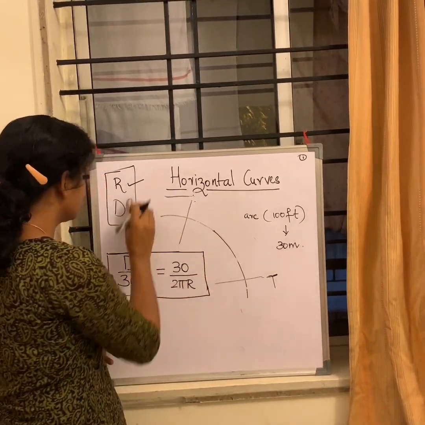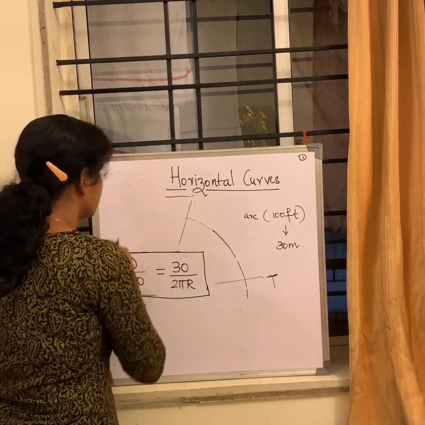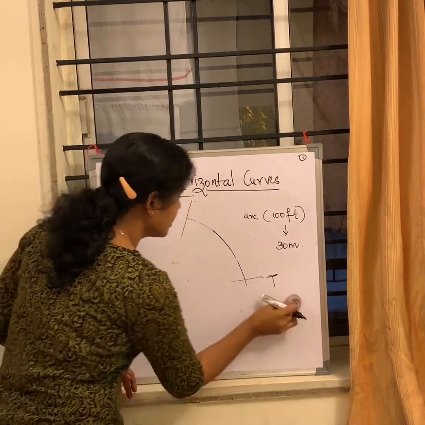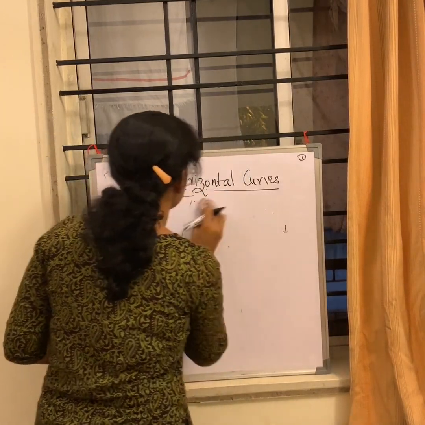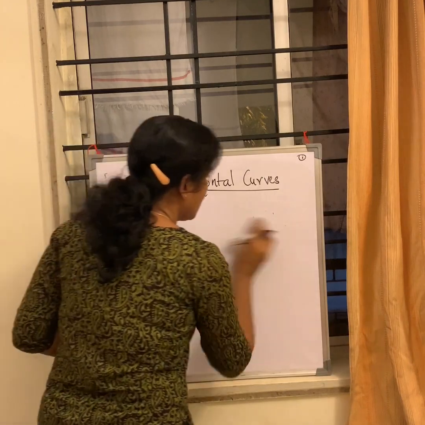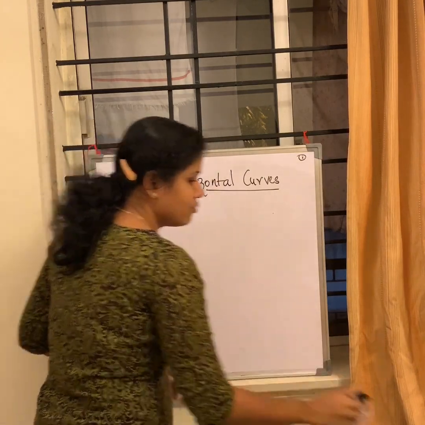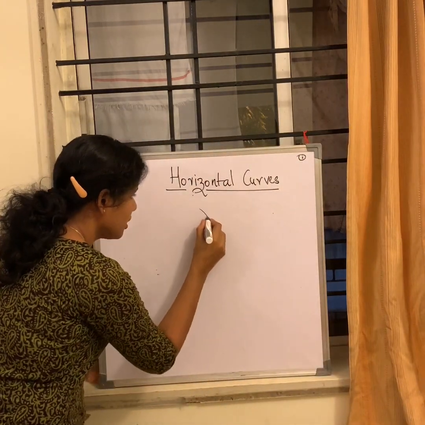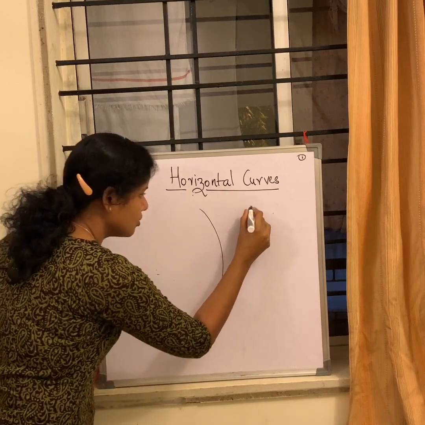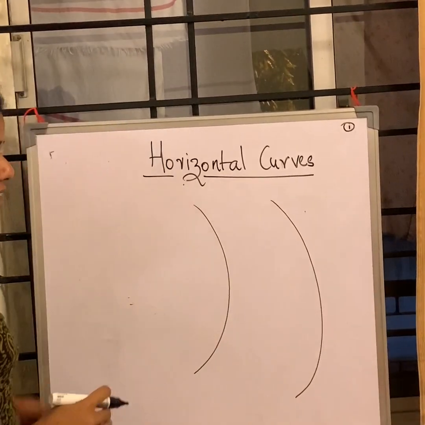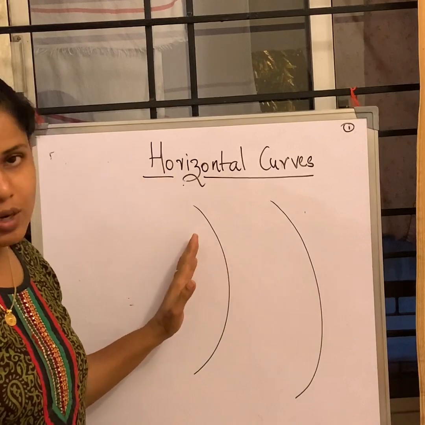Okay, so I hope that is clear. So one can utilize either R, the radius, you can tell in terms of R, or you can talk in terms of the degree of the curve. Now let's understand, if my vehicle is on a circular curve. So the vehicle is traversing a circular path.